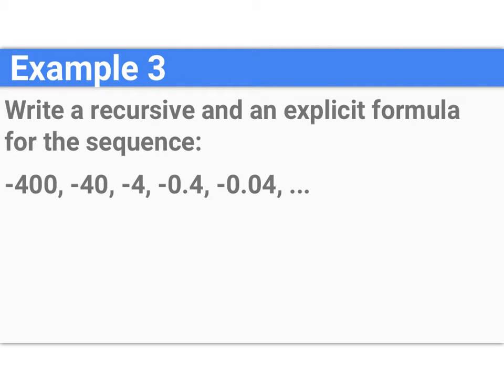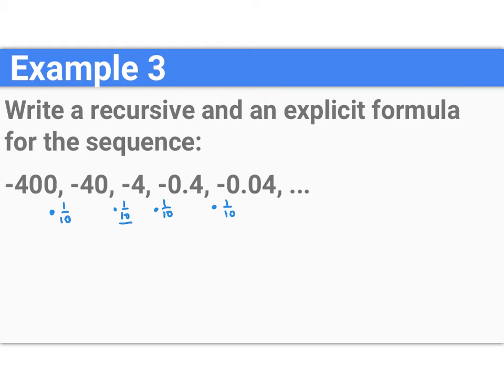All right, let's look at our third example. It says, write a recursive and an explicit formula for the sequence. What is happening? The difference between 400 and 40 is we're knocking off a 0. So we're dividing by 10 or multiplying by 1/10. 40 to 4 is multiplying by 1/10. So our common ratio is 1/10.